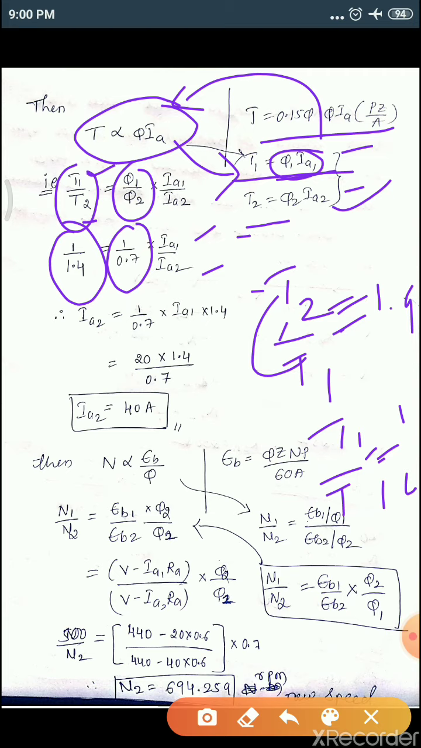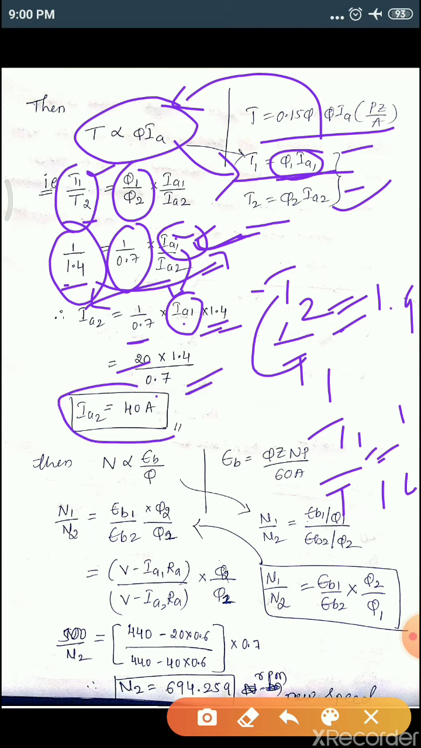We know Ia1, the original armature current, so we substitute. Ia2 is 1 divided by 0.7 into Ia1, with the 1.4 coming to this side. Ia1 is given as 20 ampere, so 20 into 1.4 divided by 0.7. If you do this calculation, you will get the new armature current as 40 amperes.